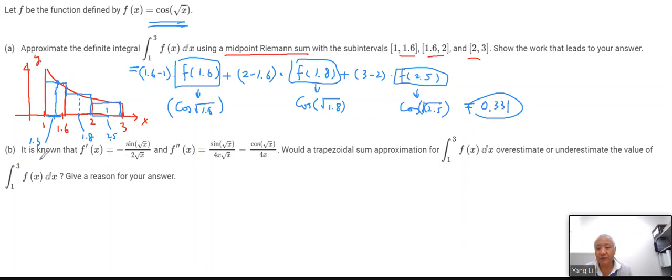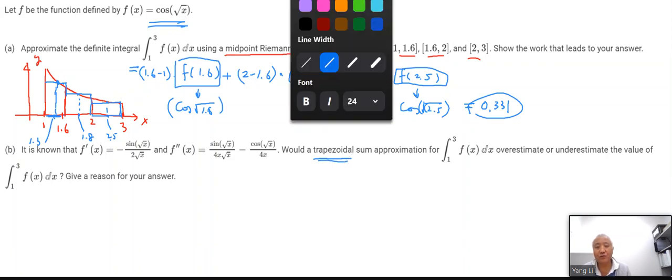They told you that it is known that the f derivative is this, and the second derivative is this. Would the trapezoid sum approximation of this integral be an overestimate or an underestimate of its value? Trapezoid sum means that instead of using the rectangular middle point Riemann sum, we have to use the trapezoid, right?